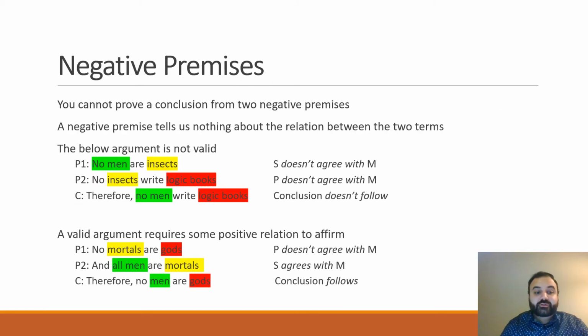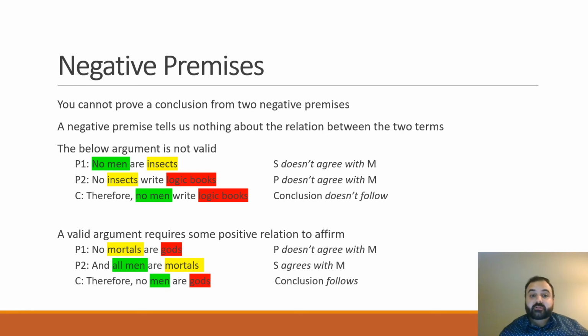So we've alluded to this idea of a negative premise. So let's talk about what this actually is. A negative premise is essentially a premise written in a negative form. For example, on the screen we see the phrases "no men are insects" or "no insects write logic books," as opposed to a positive premise like the one we just saw, "all dogs are animals," or here on the screen, "all men are mortals."